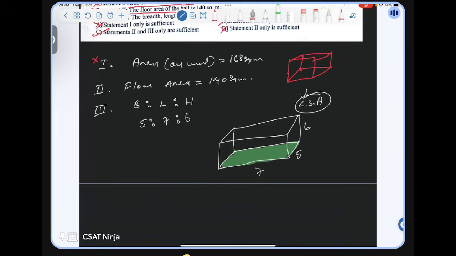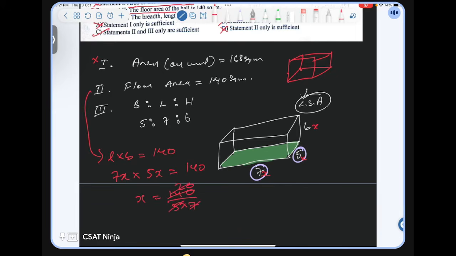So in order to find this area, I just need to use 7 and 5. If I assume the length as, I'll just use x here because you may get confused. Length into breadth is given by statement number 2 as 140. So length is 7x and breadth is 5x. You can get the value of x here. x is equal to 140 divided by 5 into 7. 7 2s are 14, 5 4s are 20. So x value here is 4.